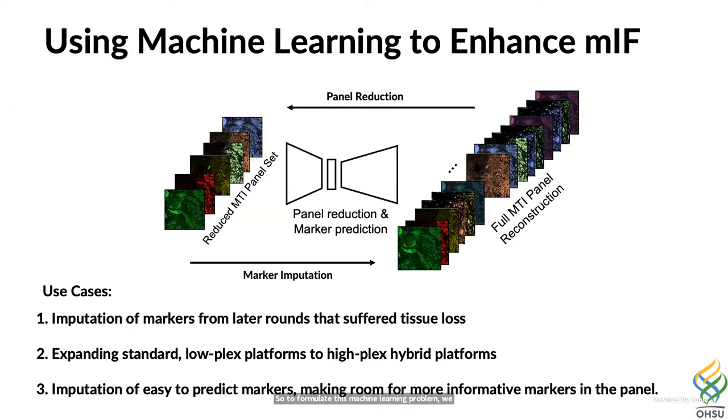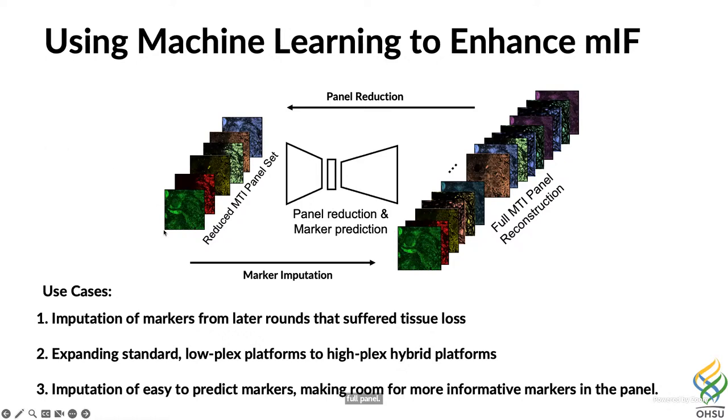So the first is, can we take our full panel of markers and identify a representative subset of markers that retains the full information of the full panel? We call this step the panel reduction step. Once we have a candidate reduced panel, we want to learn a way to impute or reconstruct the full panel and the markers that were withheld, essentially.